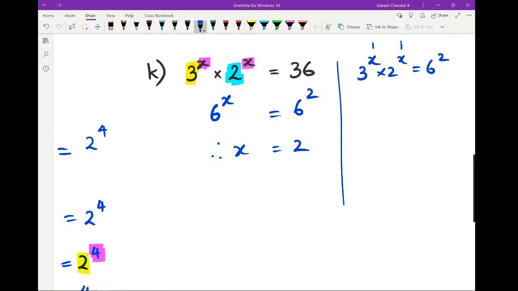Isn't it 6x squared? No, it's not 6x squared, because like I said before, it's how powers of powers work. So basically I can rewrite this as 3 times 2 to the power of x, which is not the same thing as 3x times 2x. So the x's are not getting multiplied at all.